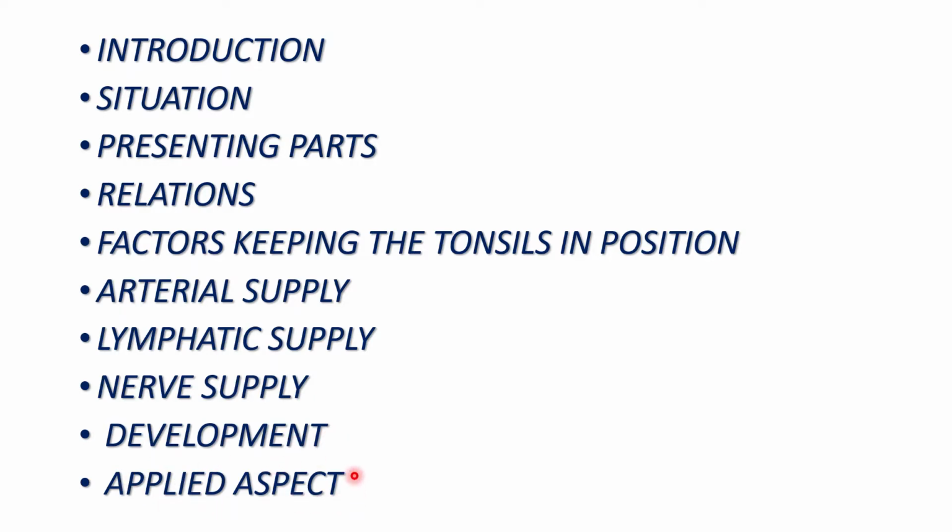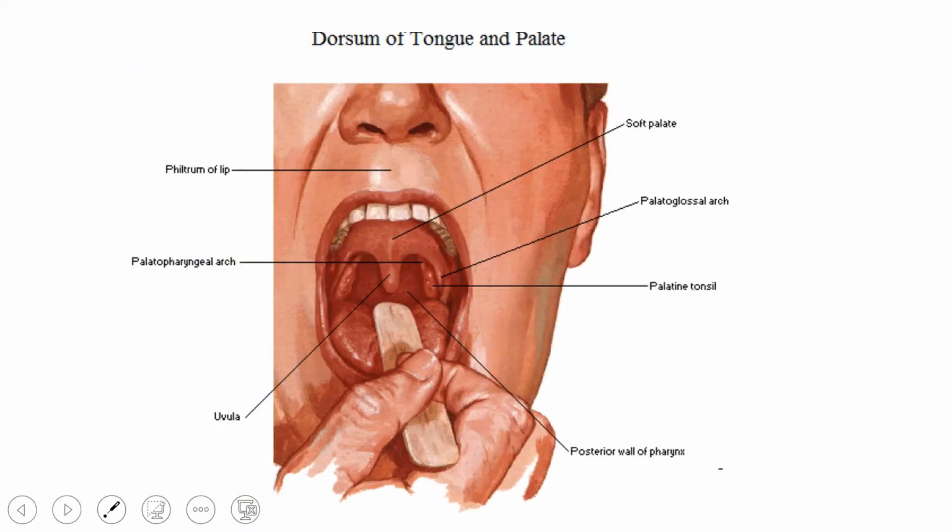To begin with, the introduction of the palatine tonsil. These palatine tonsils are a pair of almond-shaped lymphatic tissue which is situated bilaterally along the lateral wall of the oropharynx. Yes, they make up the content of the oropharynx as we can see in this photo. The palatine tonsil makes up the content of the lateral wall of the oropharynx in the tonsillar fossa.